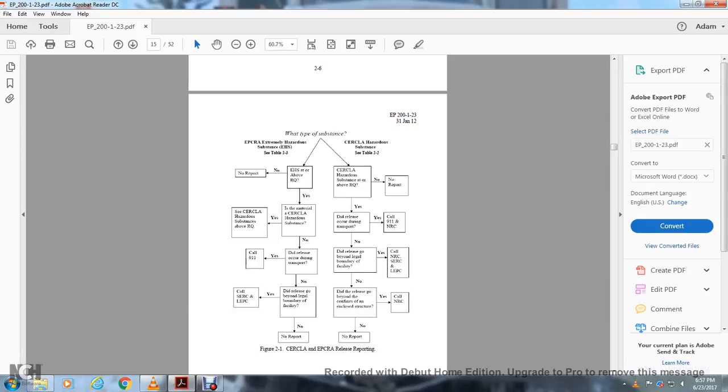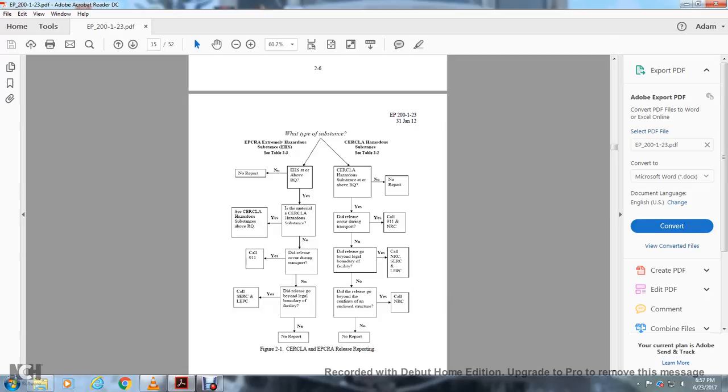Did the release occur during transportation? Call 911. Did the release go beyond the boundary of the facility? No, no report. Yes, call the State Emergency Response Commission and the Local Emergency Planning Committee. CERCLA hazardous substance or reportable quantity?